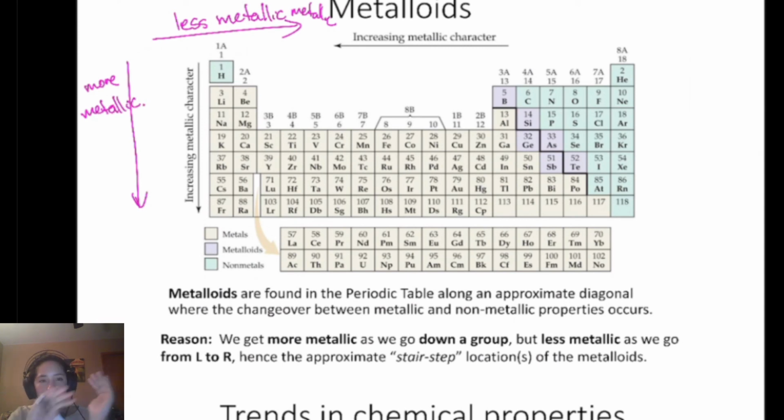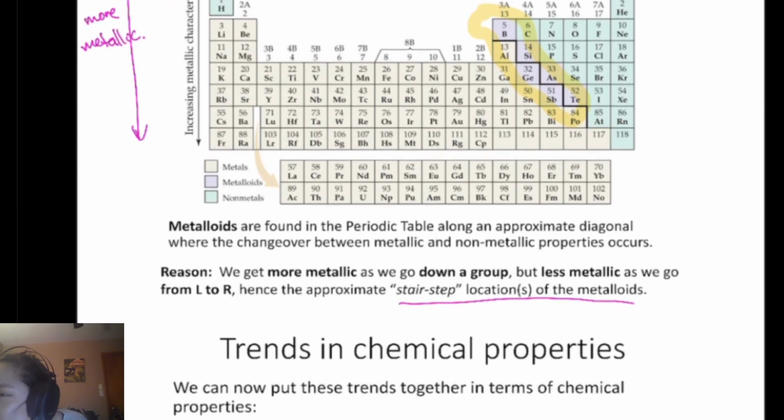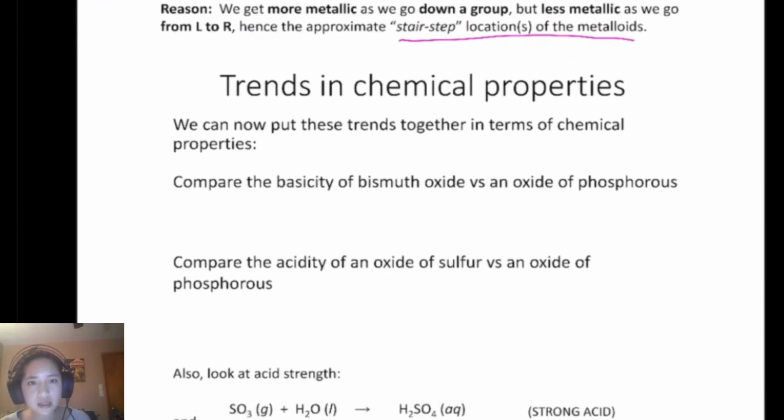So because of the two trends going this way and this way, that's why we have the stair step location of where the metalloids are, because we get more metallic as we go down and less metallic as we go this way. But again, all periodic tables mark where the metalloids are, so if you ever forget, it should always be there. I think this is the last slide.